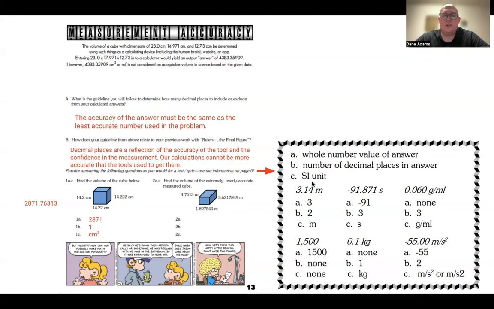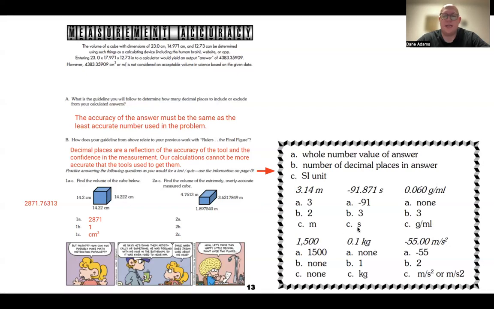This last one, part C, just says, what is the SI unit that you used? In this case, because we multiplied 3 dimensions together that each had a unit of centimeter, then the volume unit we obtained would have a unit of cubic centimeters, or centimeters to the 3rd power. And this will depend on whatever problem you're working with.